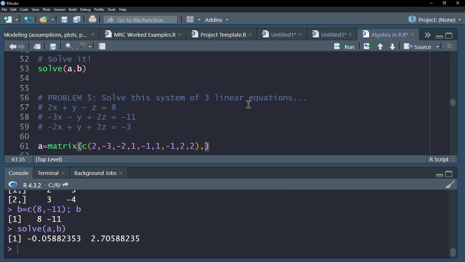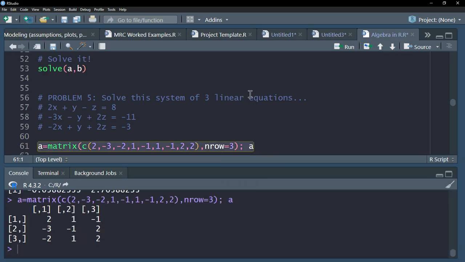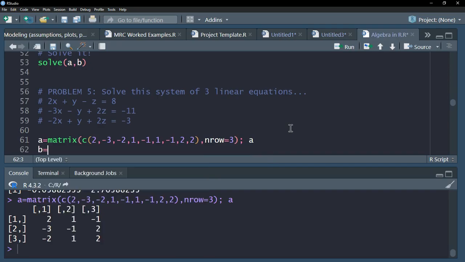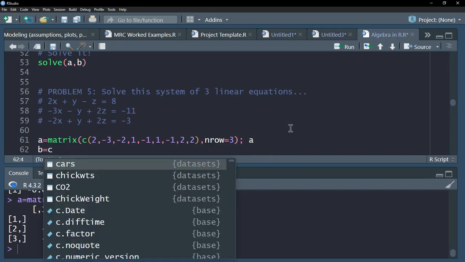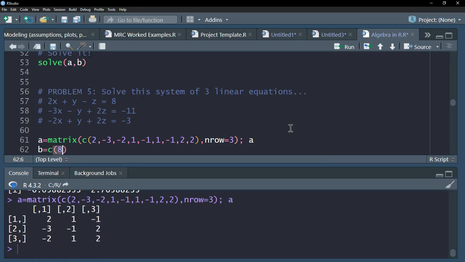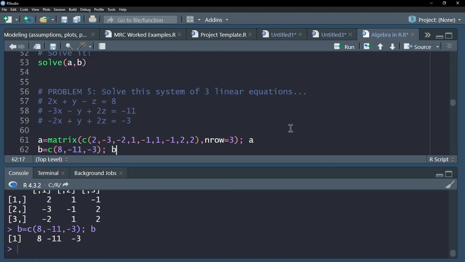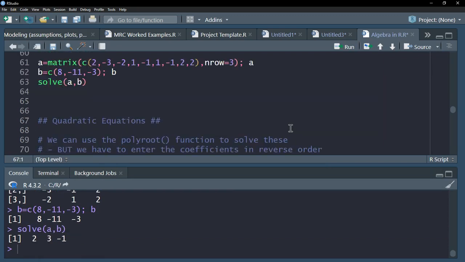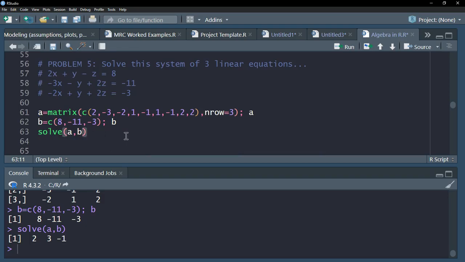And as a reminder, we're now going to say number of rows equals 3. Okay, so let's see what we get here. Yep, we've got all of those coefficients now expressed in a 2-dimensional fashion. And then to get our constants, we'll just say B is a combination of things. It's 8, -11, -3. Let's see what we get. 8, -11, -3. Solve for A and B, and we get 2, 3, -1. So there you go. 2, 3, and -1.